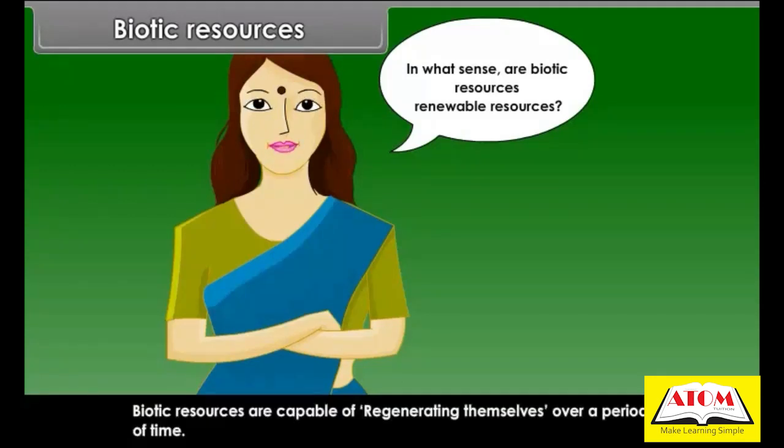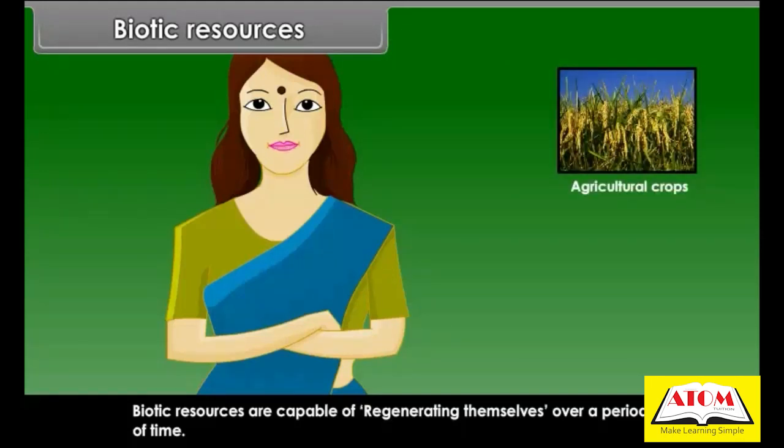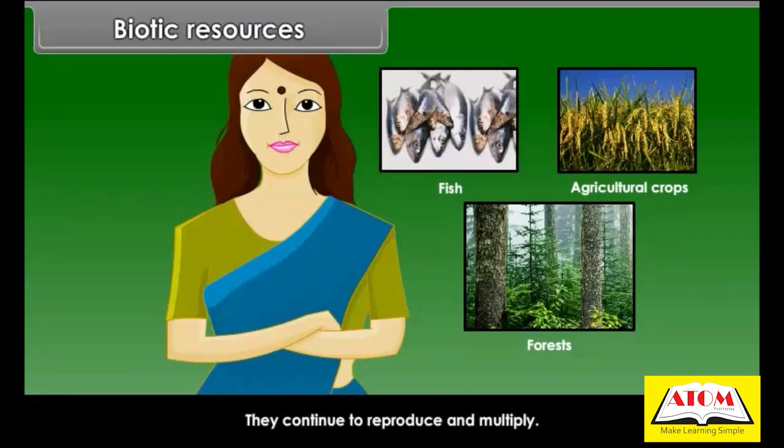In what sense are biotic resources renewable resources? Biotic resources are capable of regenerating themselves over a period of time. For example, agricultural crops, forests, fish, etc. They continue to reproduce and multiply. In this sense, the biotic resources are renewable.